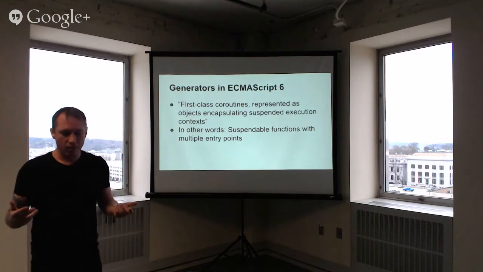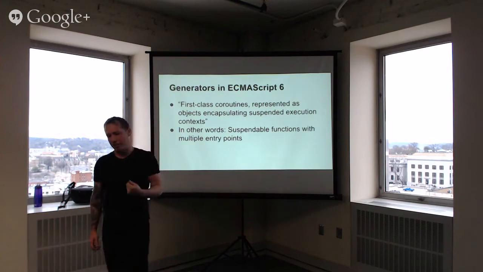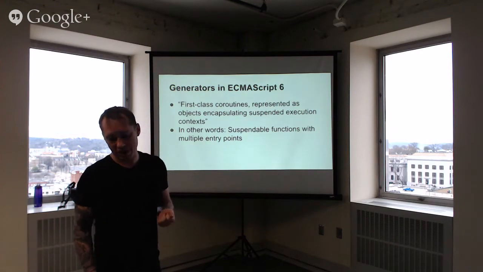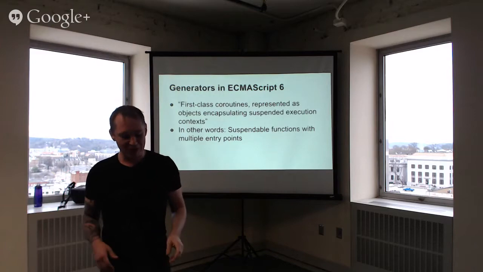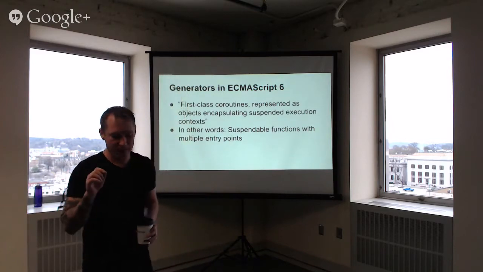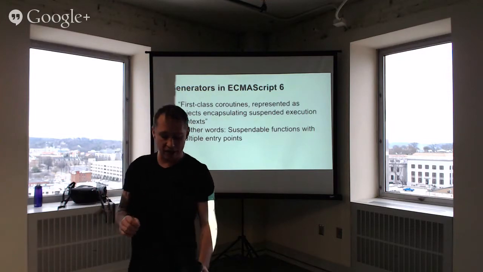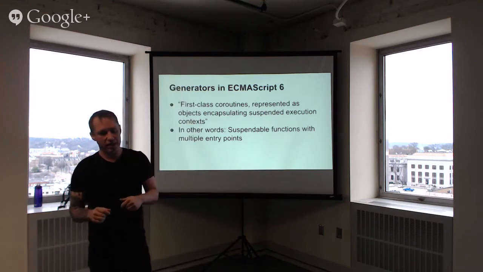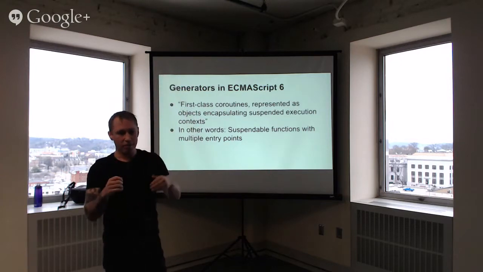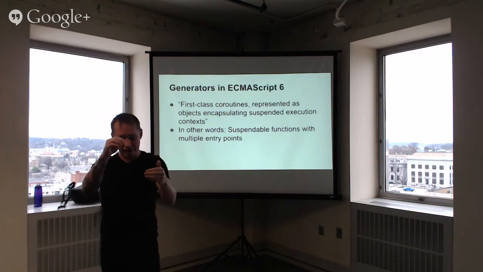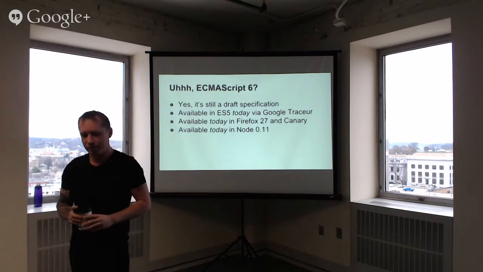Okay, so, what exactly are generators? The name is a little confusing. The draft specification calls them first-class coroutines represented as objects encapsulating suspended execution context. Oh. Which is like, I pull that out at cocktail parties to sound smart. But you can think of them as functions that can be suspended at some point. They're functions that can be entered and exited and re-entered at various points in their body. They don't just start executing from top to bottom. You can execute some of the code, stop, resume it later, suspend, etc., etc. And I'll walk you through some examples to see exactly what that looks like.